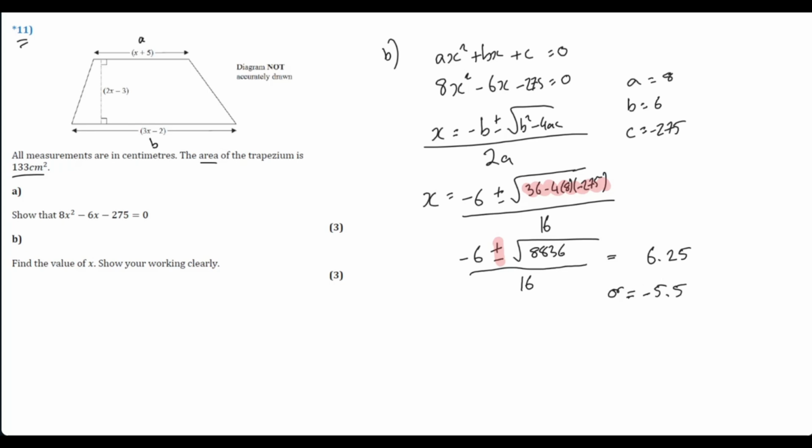It cannot be negative 5.5, because if you think about it, if I put in negative 5.5 for this here, which is 3 times negative 5.5 minus 2, I will get an answer that is negative. And you cannot have a negative length. So it cannot be negative 5.5, it must be 6.25.